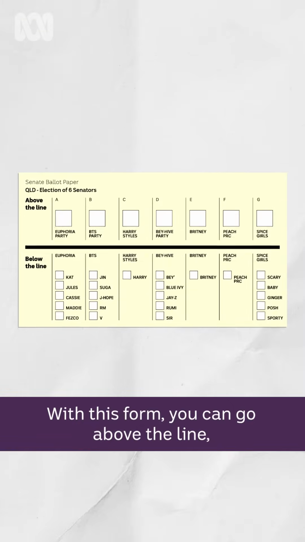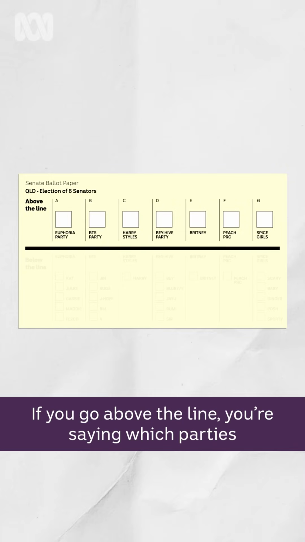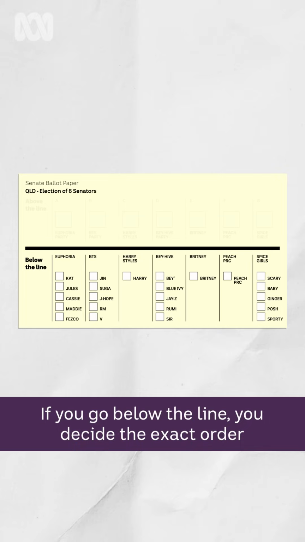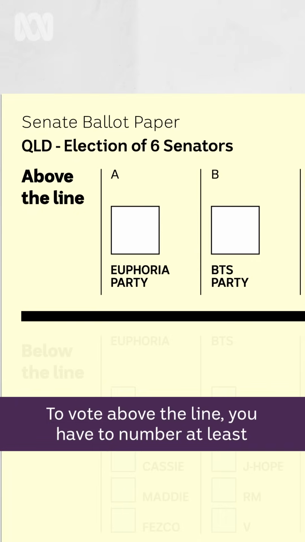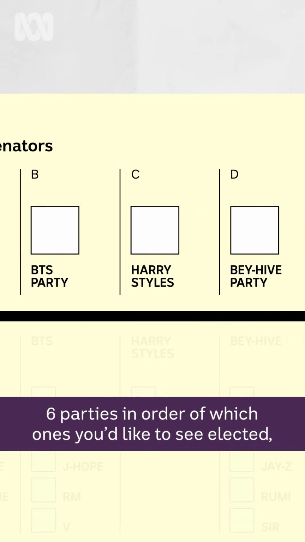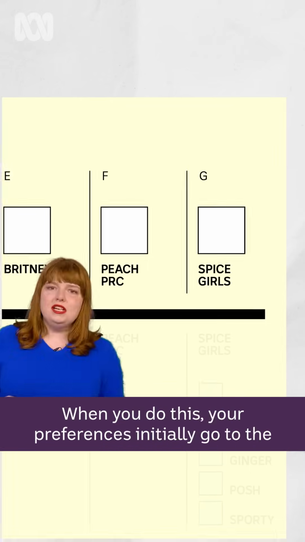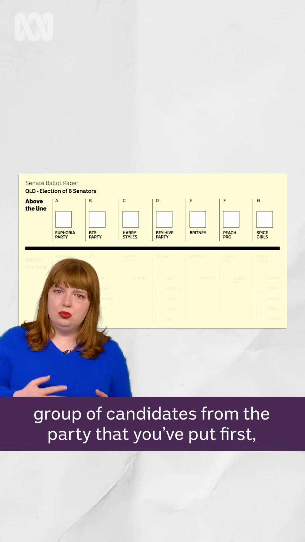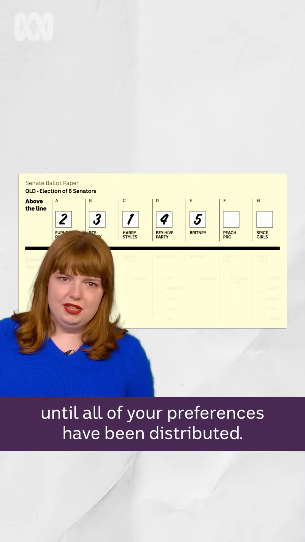With this form, you can go above the line or below the line. If you go above the line, you're saying which parties you want in the Senate. If you go below the line, you decide the exact order of candidates you want to see in the Senate. To vote above the line, you have to number at least 6 parties in order of which ones you'd like to see elected, but you can number more if you're keen. When you do this, your preferences initially go to the group of candidates from the party you've put first, then those who you've put second, until all of your preferences have been distributed.